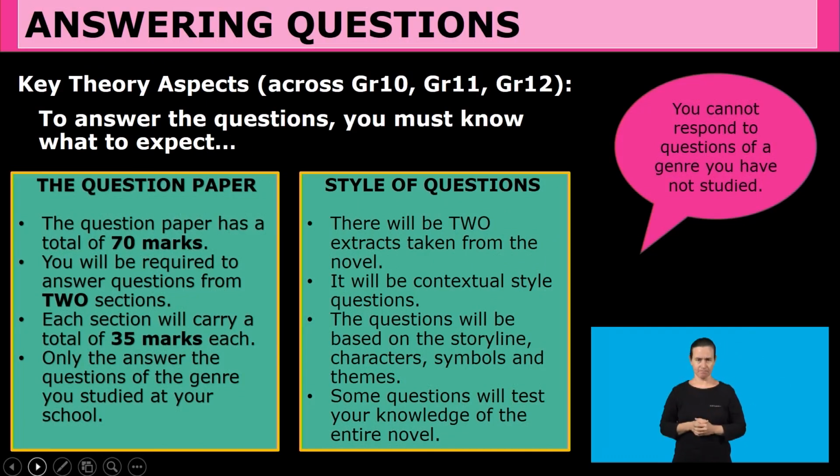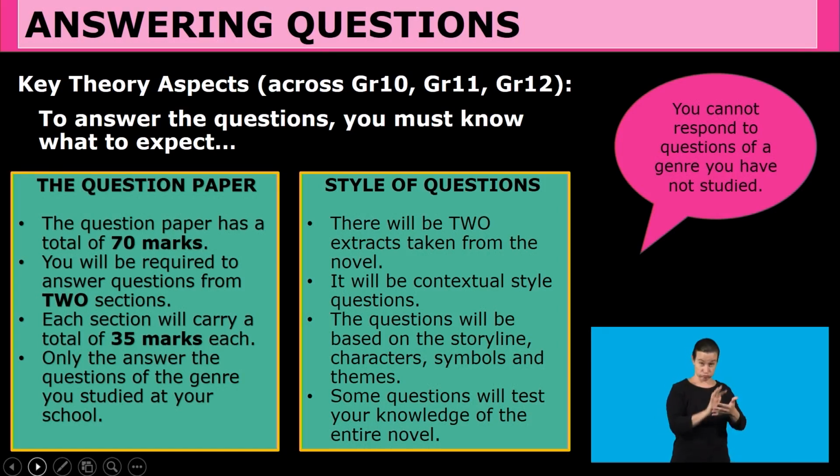Now, to answer questions, you must know what to expect. This paper that you are writing is usually about 70 marks. You will be required to answer 2 questions from this section, and each question will carry 35 marks. Remember, you only have to respond to the genre that you've studied in your school. As for the style of questions, there will be 2 extracts.